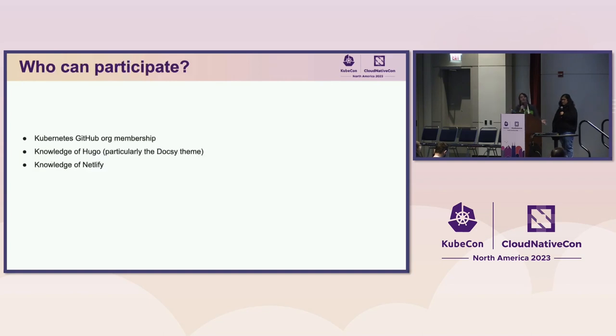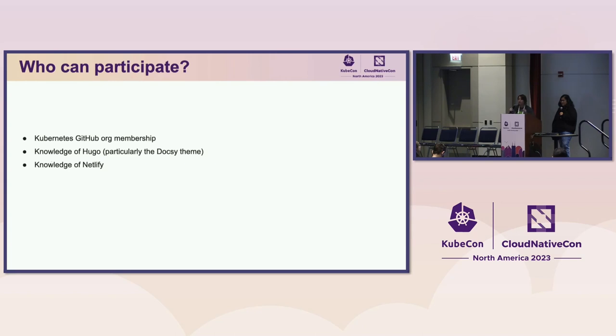And who can actually be the people that help here? So we do need folks who have GitHub org membership of the Kubernetes project. It is going to be something where you're doing a lot of tests, putting in a lot of PRs that are going to hopefully help fix this issue, and hopefully working with people who can review and approve your work and vice versa. So we do need someone who's already involved in the project, or someone who's willing to become a member and get involved is also really worthwhile.